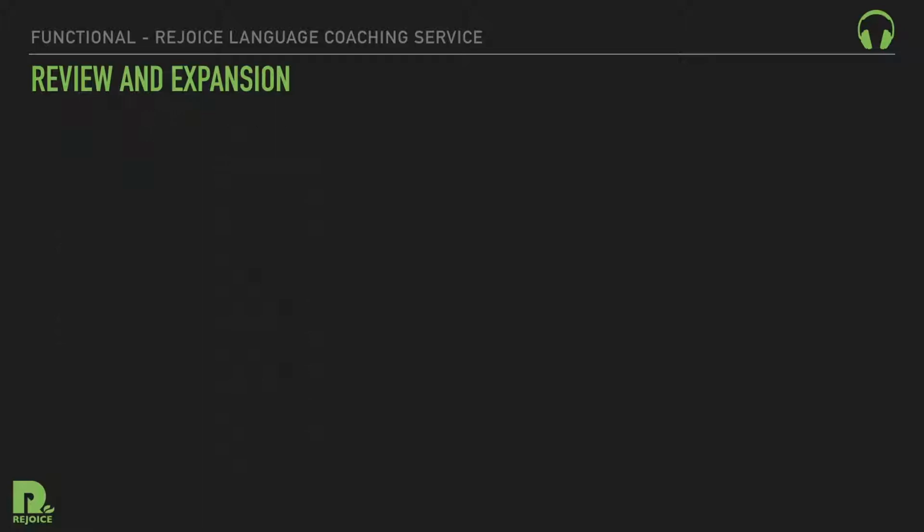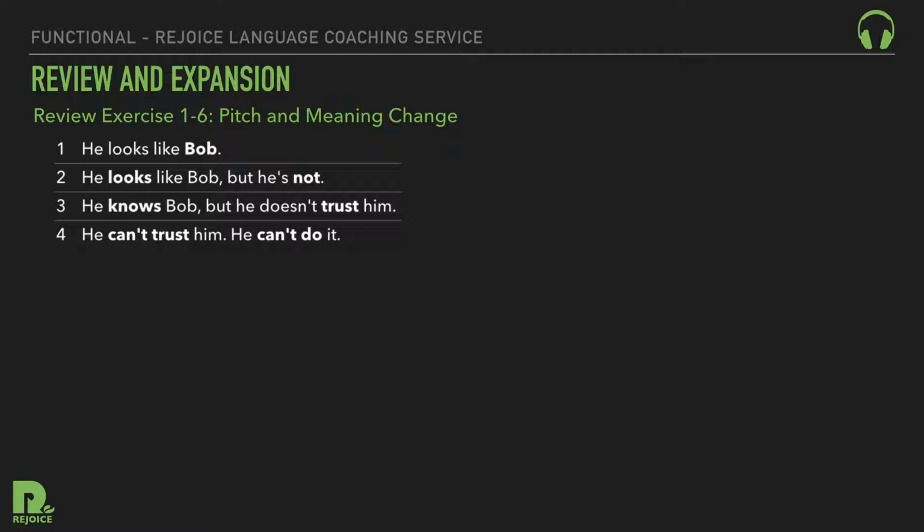Review Exercise 1-6, Pitch and Meaning Change. He looks like Bob. He looks like Bob, but he's not. He knows Bob, but he doesn't trust him. He can't trust him. He can't do it.